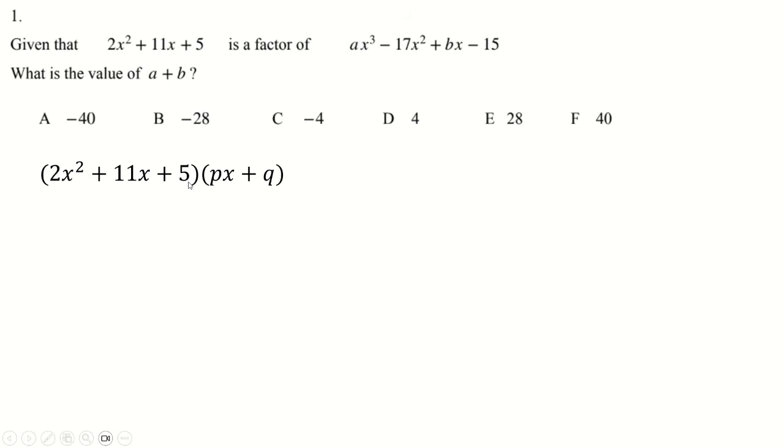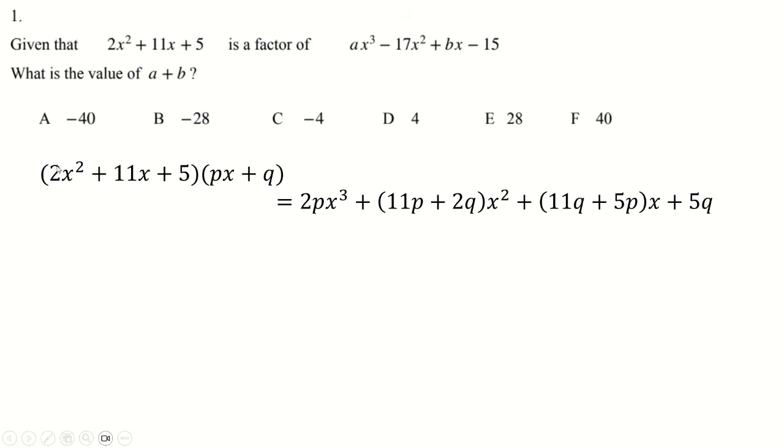But of course, we can expand this really easily, and we can even group things, right? So obviously 2px cubed here, then the x squareds come from doing 2q and 11p. So that's just right there, and then the x's come from doing 5p and 11q, so that's there, and so on. And now we can just compare this to this. So 2p must be a, we don't have any information there, so that's fine. This must equal minus 17, this must be b, and this must be minus 15.